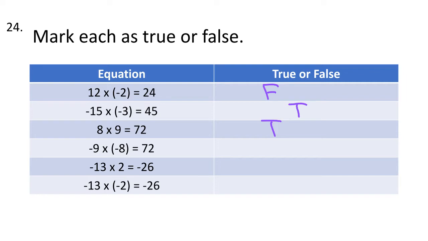Our fourth equation, negative 9 times negative 8 equals 72. Negative times negative is positive, and 9 times 8 is 72. So this is a true equation. The next one, negative 13 times 2 equals negative 26. A negative times a positive is negative, and 13 times 2 is 26. So negative 13 times 2 is equal to negative 26. This is true. And our last one, negative 13 times negative 2 equals negative 26. I know that a negative times a negative is a positive, so this equation is false.